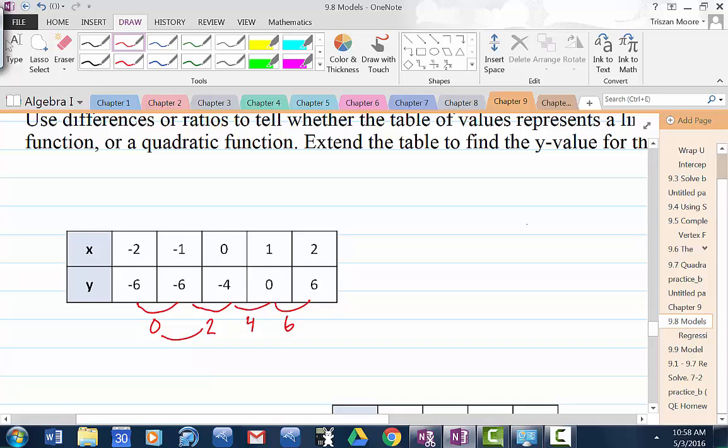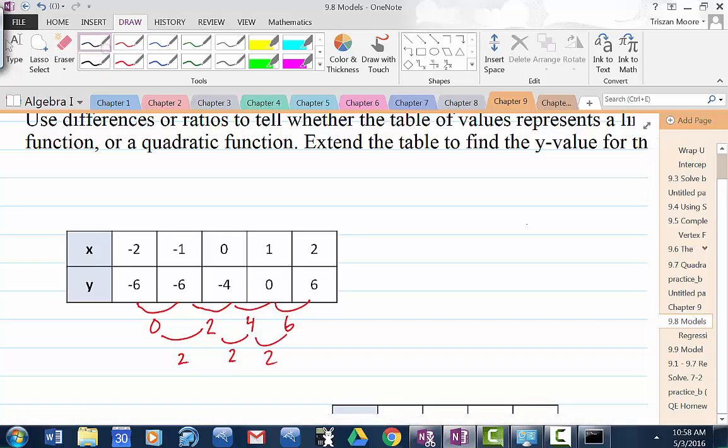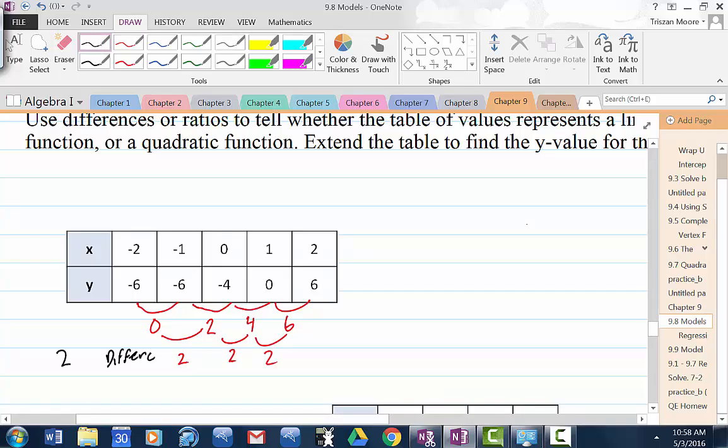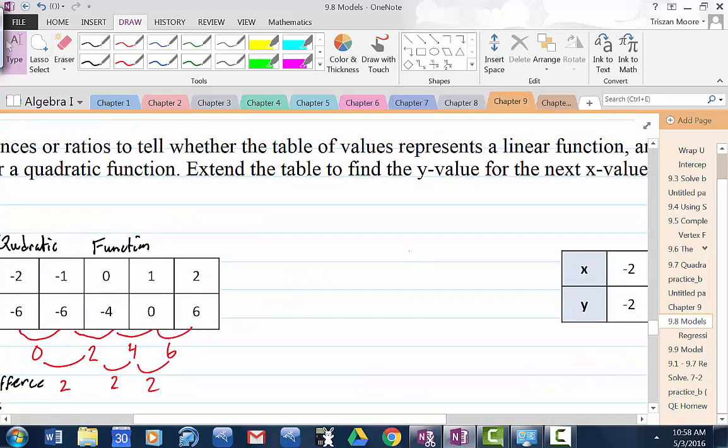All right, let's check to see if it's quadratic. In between here, 2. In between here, 2. Looks like in between here, 2. Notice the second difference is the same, right? So that means that this is a quadratic function. Boom, quadratic function.